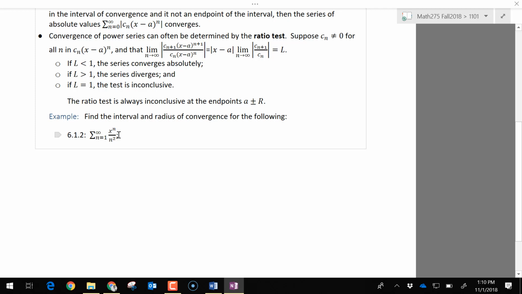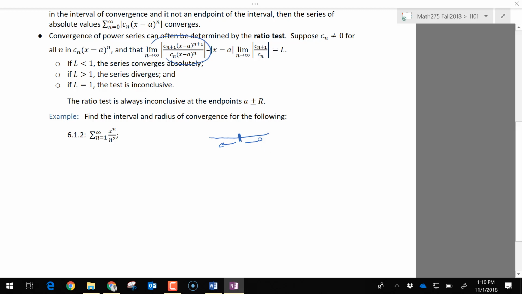So already I know that at 0, it's going to converge for sure, because when x is equal to 0, then you're just adding up zeros, and that's going to be equal to 0. So the question is, how far is it going to converge? And however far it's going to converge to the left is going to go the same distance to the right. So let's do the ratio test.